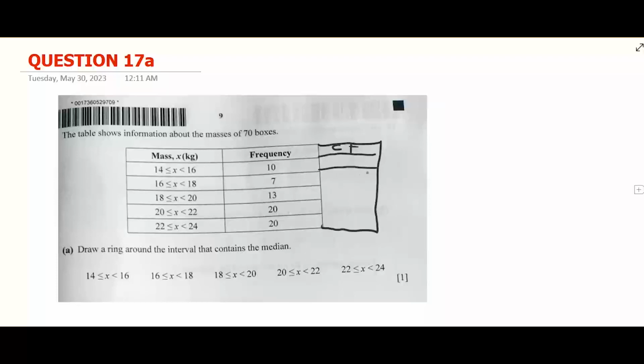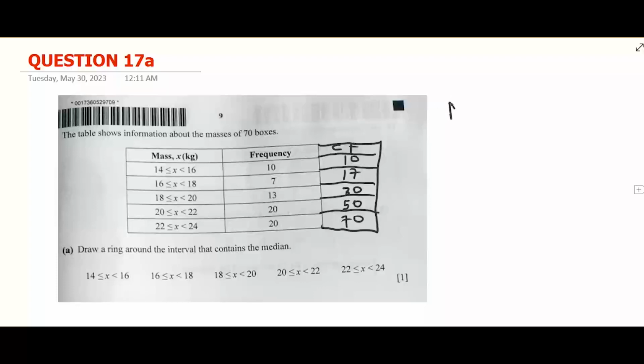So how do we get this? It's very simple. We are going to write down the first frequency, which is 10. So 10 add 7, that will be 17. 17 add 13, that will be 30. 30 add 20, that will be 50. 50 add 20, that will be 70. So this is how to get the cumulative frequency.